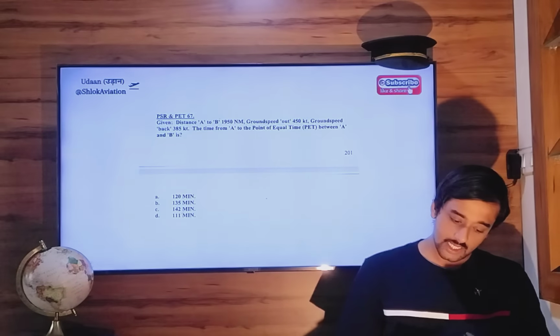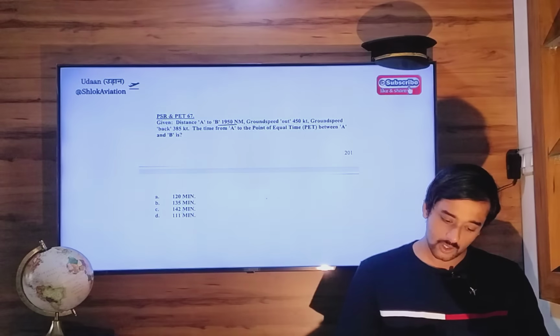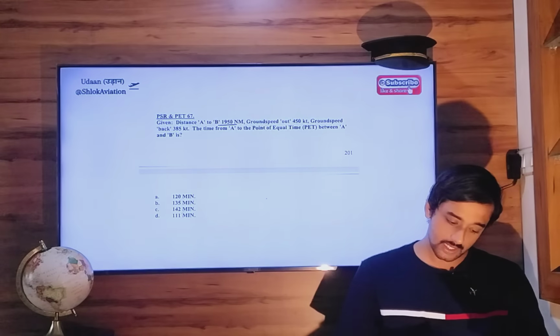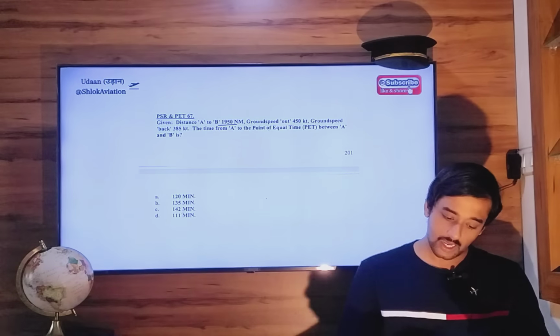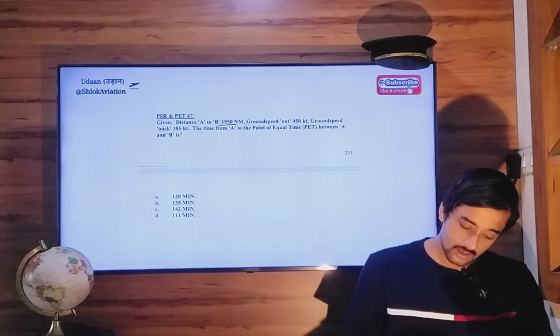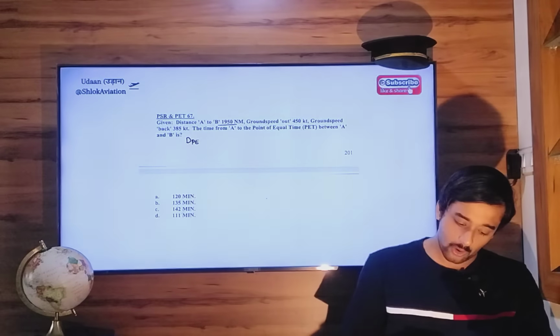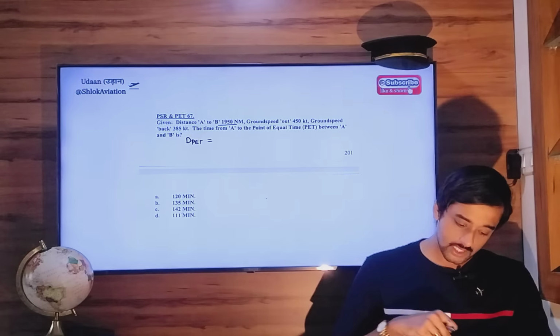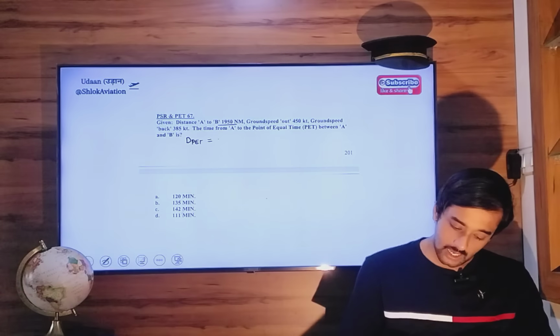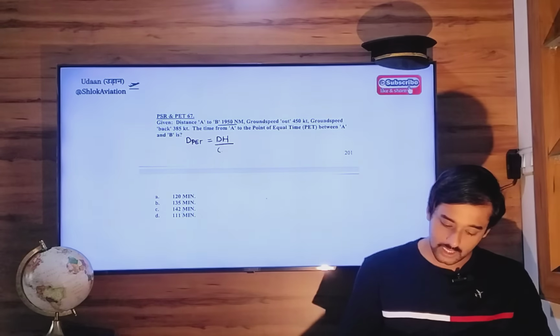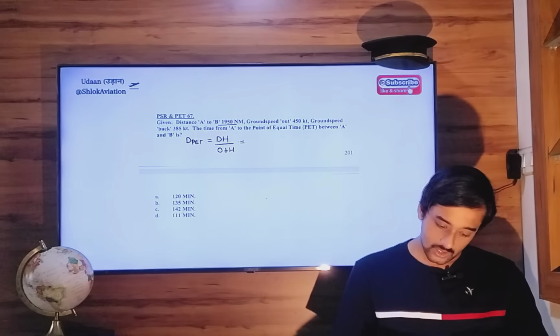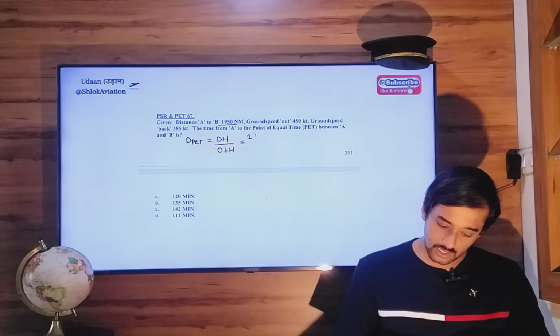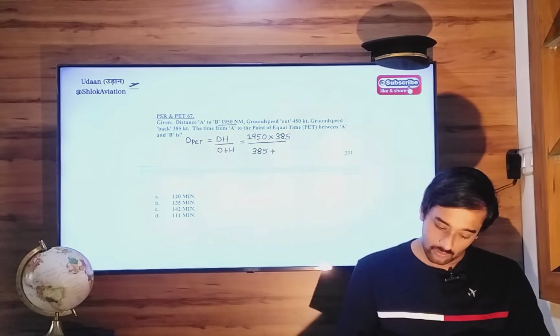Next. Distance A to B is 1950. Outbound speed, homebound speed is given. The time from point A to the point of equal time. So let's find first the distance to point of equal time, which is equal to D into H divided by O plus H. So D is 1950, homebound speed 385, divided by 385 plus 450.